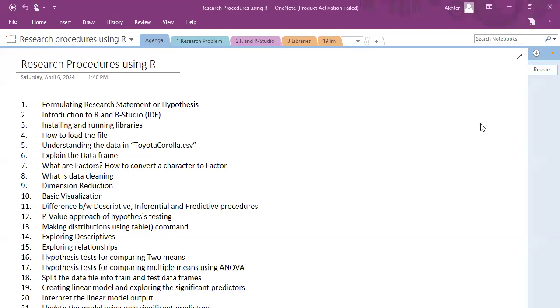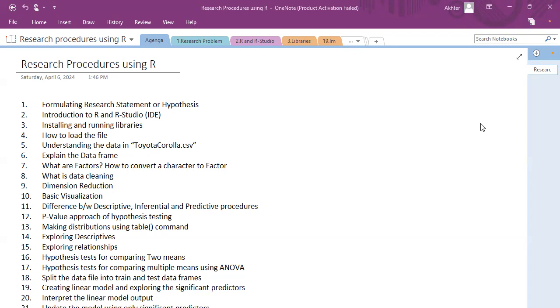Bismillahirrahmanirrahim. We are going to start the discussion about the procedures which are involved in research generally for the authentication purpose of hypothesis testing in R. So the focus will be in two dimensions.